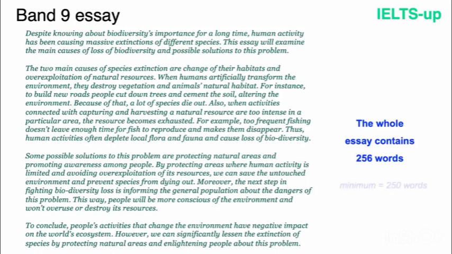By IELTS rules, you have to write a minimum of 250 words in Task 2 essay for both general and academic exams. Otherwise, you will lose your points. But you should find a golden balance between writing too few words and losing points, and writing too many words and running out of time. Our Band 9 answer structure for IELTS essay will help you to achieve that goal.